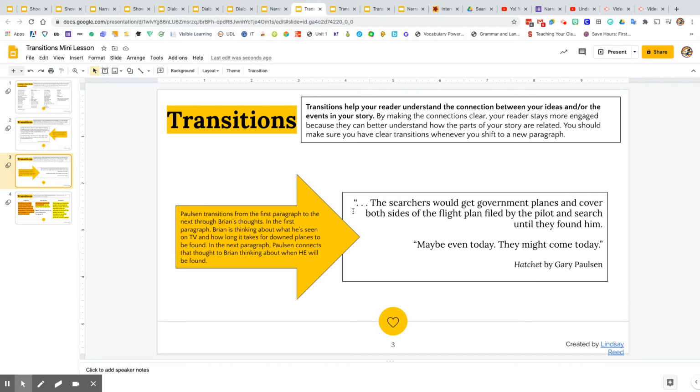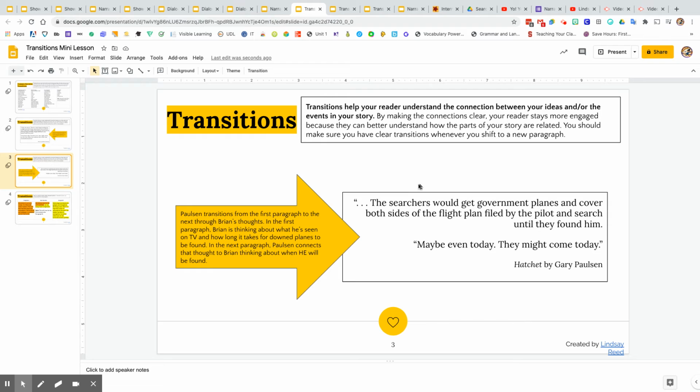of the second one. The searchers would get government planes and cover both sides of the flight plan filed by the pilot and search until they found him. Maybe even today. They might come today.